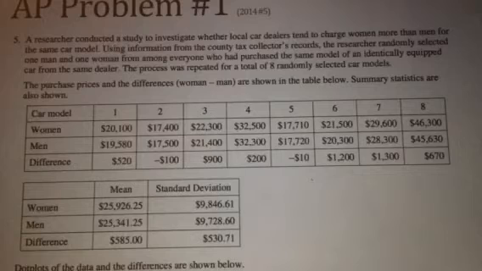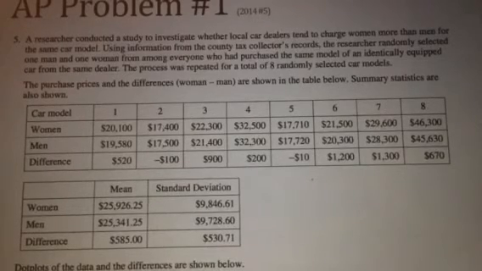Problem number 5 on the 2014 AP deals with the topics in Chapter 10. The problem is, a researcher conducted a study to investigate whether local car dealers tend to charge women more than men for the same car model. Using information from the country's tax collectors' records, the researcher randomly selected one man and one woman among everyone who had purchased the same model of identically equipped car from the same dealer.